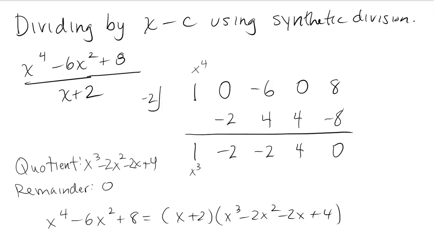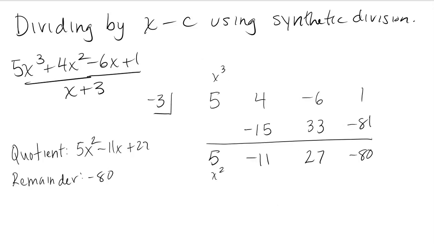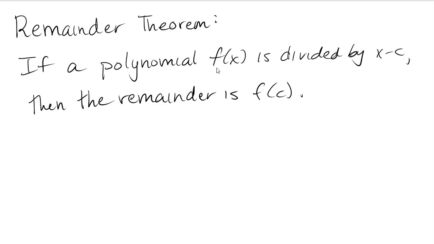Okay, I mentioned that there was an interesting fact about the remainder in that previous example, and this holds true in all examples. If you divide a polynomial f of x by x minus c, then the remainder is always what you get when you plug c into the polynomial.